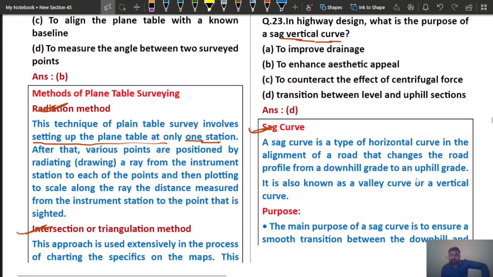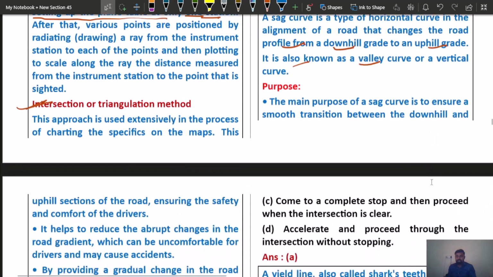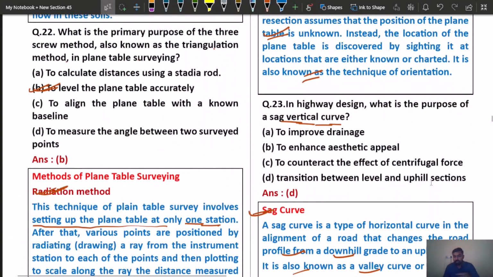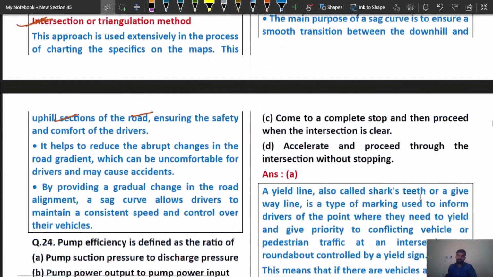If you study the sag curve, this is a type of vertical curve which is provided to change the road profile from a downhill grade to an uphill grade. This is also known as a valley curve. The purpose of this curve is to ensure a smooth transition between the downhill and the uphill section of the road to ensure safety and comfort of the driver. So option D will be correct, transition between level and uphill sections. Now proceeding to the next question.